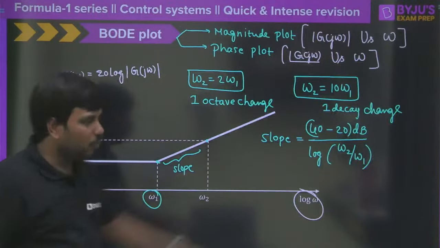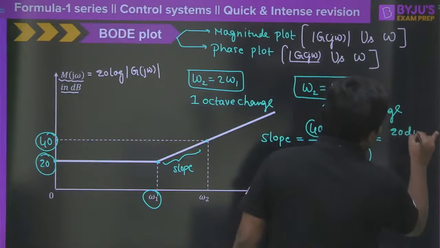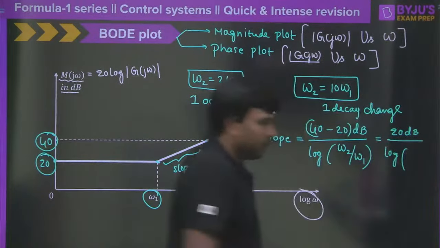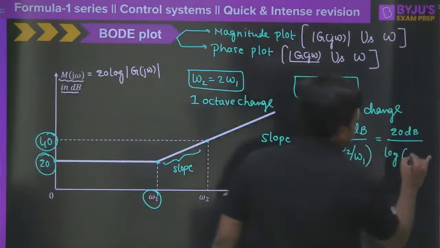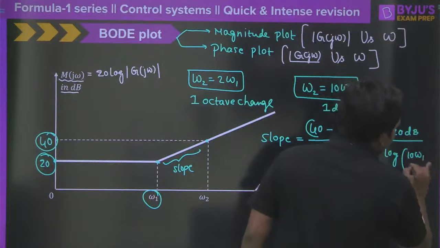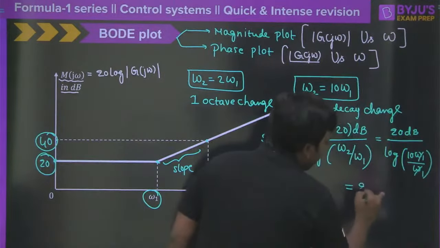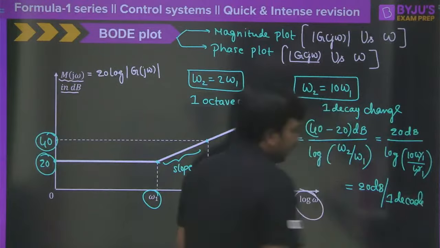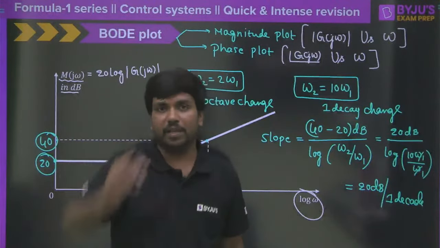So omega 2 by omega 1. If you look carefully, this is going to become 20 dB here, undoubtedly. And here we will have log of, look at the beautiful way here. Omega 2 is 10 times omega 1, correct? So 10 times omega 1 divided by omega 1. Now it will get cancelled. So then it will be equal to what? 20 dB per 1 decade. So we call this 1 decade here. Clear? So 20 dB per 1 decade. That is considered as the slope and it will become linear, number 1.